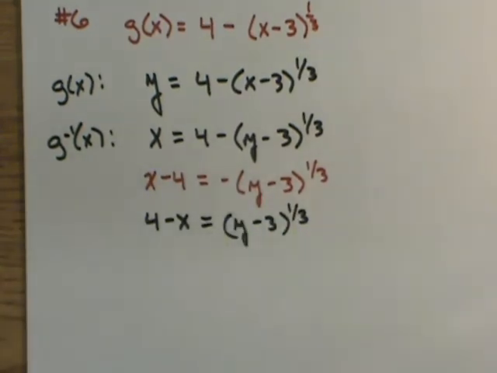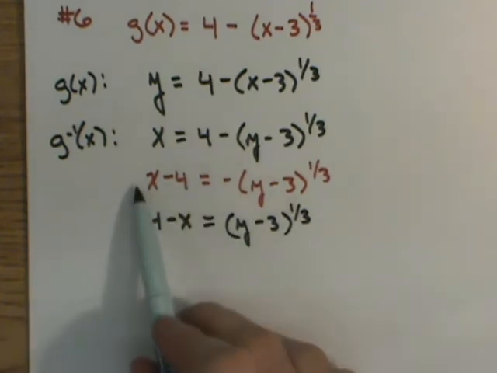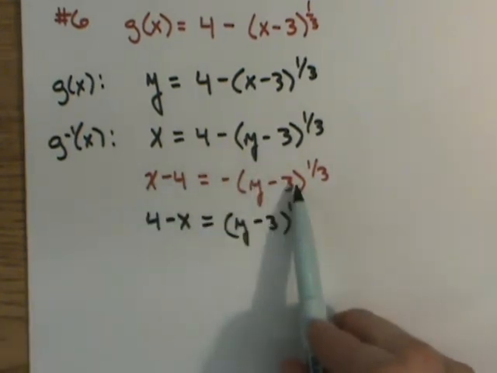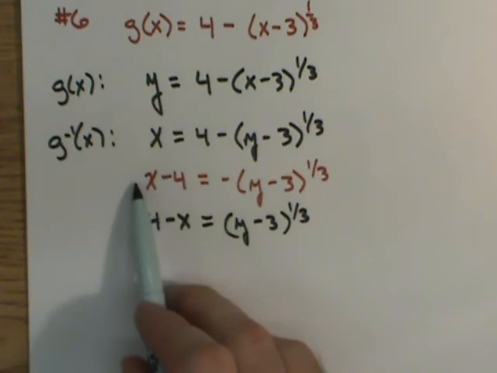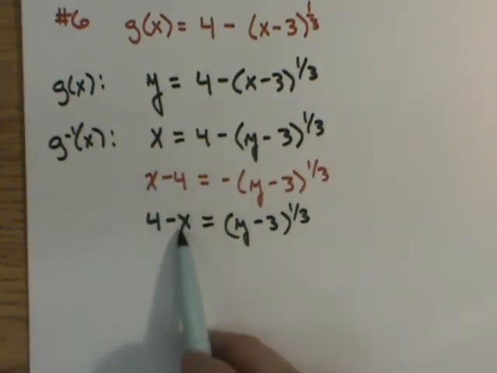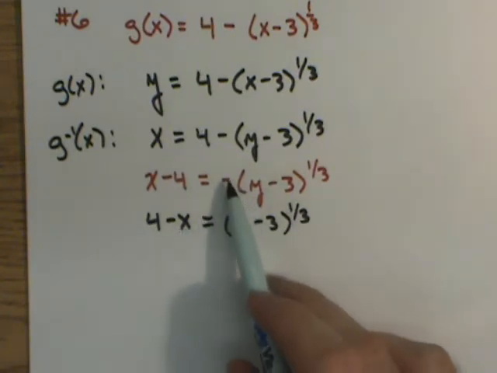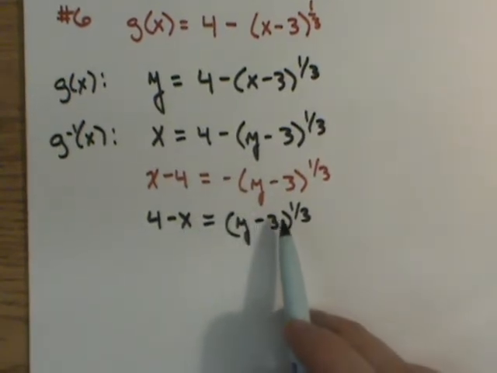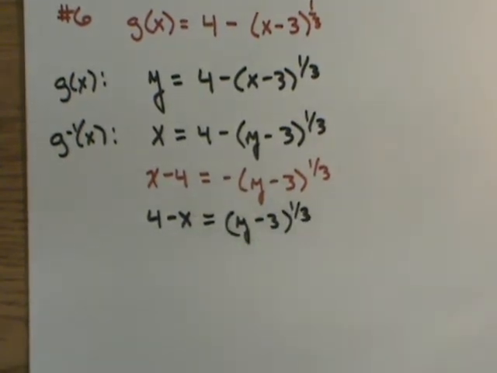Now I'm going to say again to make sure everybody followed. I multiply both sides of this red equation by negative 1. That produced negative x plus 4. I chose to write it as 4 minus x. The negative dropped out here. Next step, I'm going to want to cube both sides.